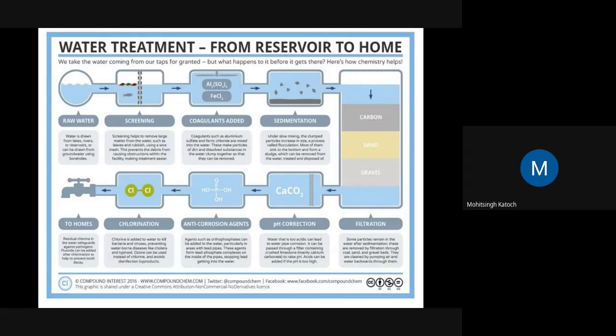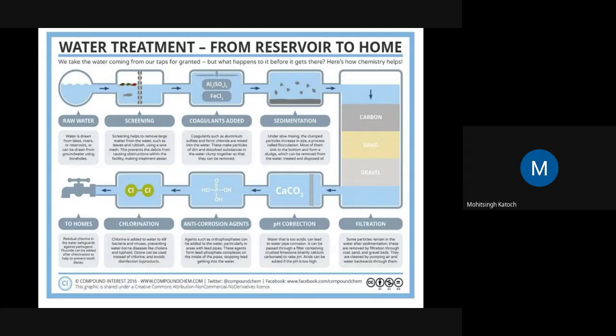So in this way, the entire water treatment is achieved from raw water collection to house distribution. We will now see these stages in detail, and we will particularly focus on sedimentation and filtration.